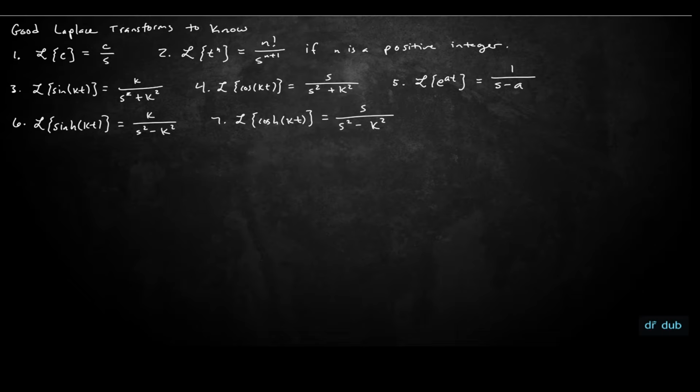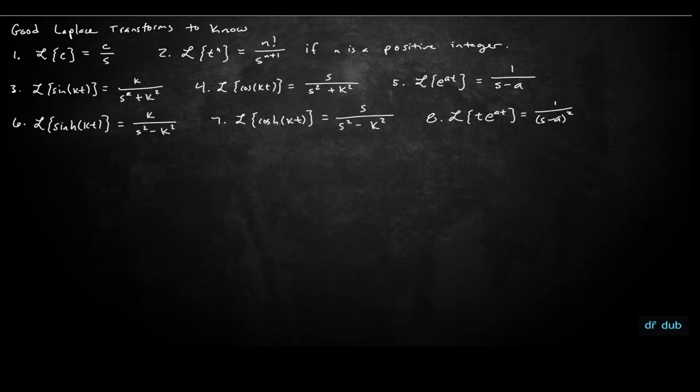Pretty much everything else we're going to cover, you can obtain from one of these using a theorem that we talk about later. Let me just throw up one more. It's a good one to know, that way you don't have to derive it. Laplace of t e to the at is 1 over s minus a squared. So 1 over s minus a squared. I would say these 8, if you know these by heart, then you're pretty good to go.